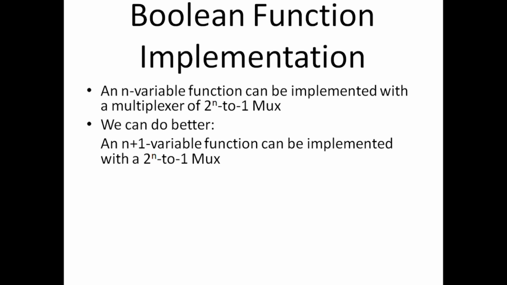We can do better. An n plus 1 variable function can be implemented with a 2 raised to power n to 1 mux. So for example, in the previous scenario, if we have a 3 variable function, then it can be implemented with an 8 by 1 mux. But in the later scenario, when we have n plus 1 variables, in the 3 variable case, n becomes 2. So then we need a 4 by 1 mux. So instead of having an 8 by 1 mux to implement a 3 variable function, we can implement the same function with a 4 by 1 mux.